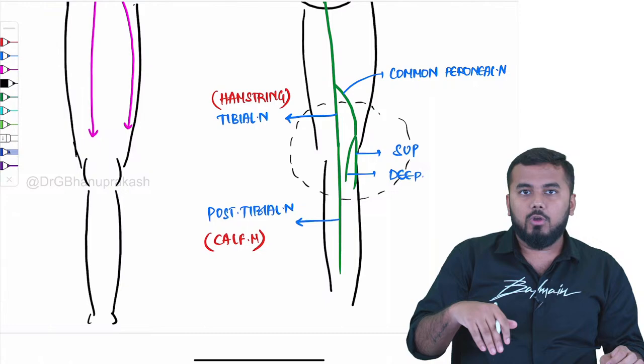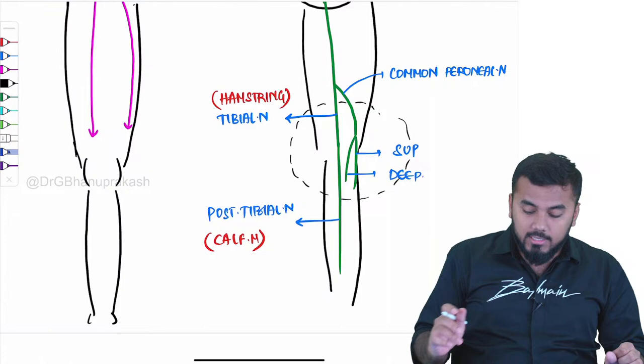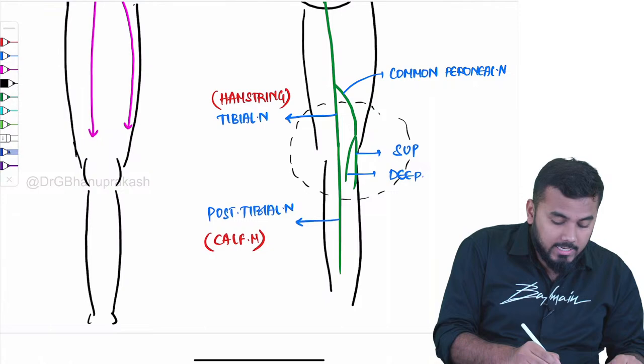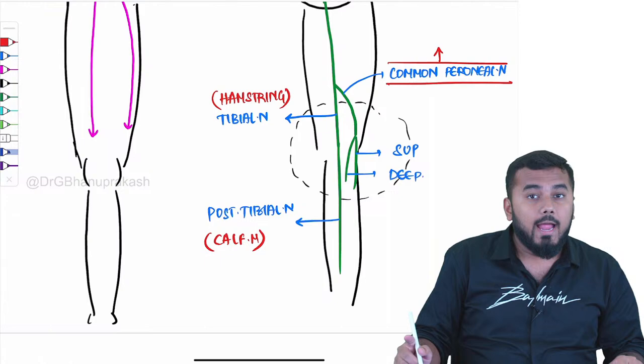Okay. Now, within this popliteal region, what is happening is the sciatic nerve is dividing into two branches. One is called the tibial nerve. Another one is called the common peroneal nerve. I have already taught you in the previous class that common peroneal nerve is the most common nerve to be injured. And injury of common peroneal nerve will lead to what?